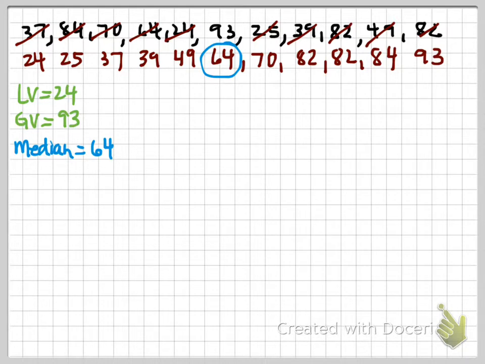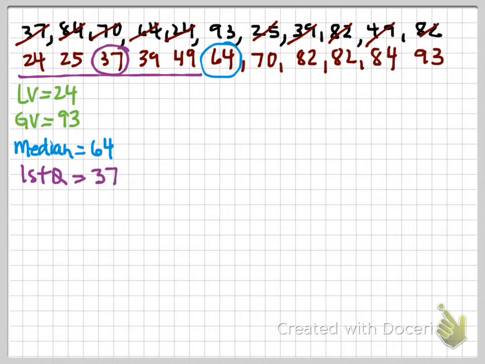Because we have a number in the middle, that number 64 is not part of looking at the first half. The first half goes up to the 64, but not including it. So when I look for the first quartile, I have 5 numbers, so there's a number dead in the middle. 37. Third quartile, I look at the second half. And again, there's a number dead in the middle. And so that's 82. So I've got my 5 key pieces of information, and I'm ready to graph.